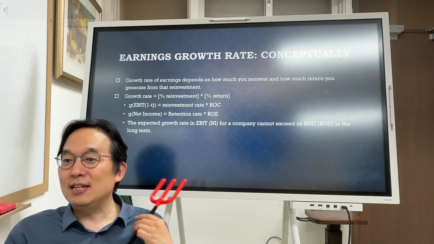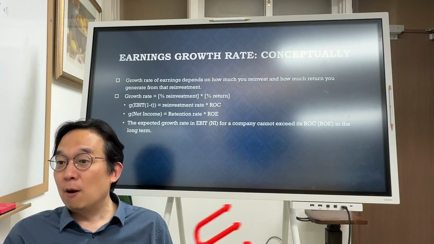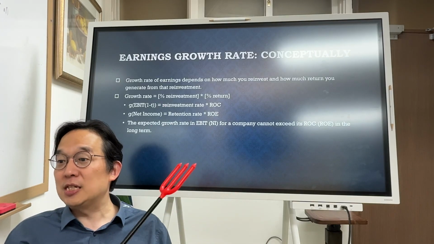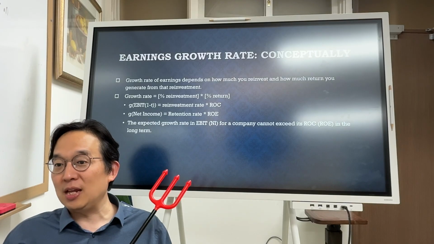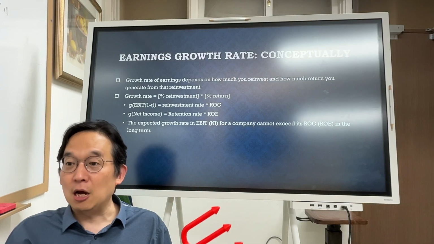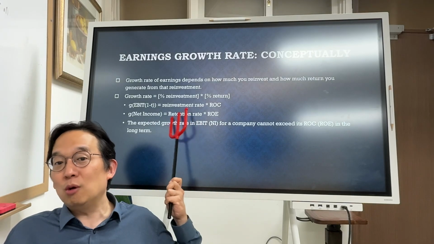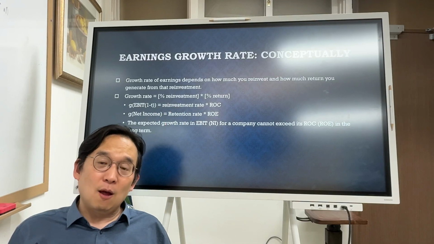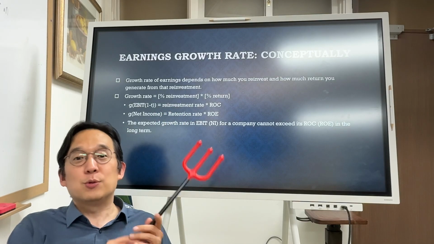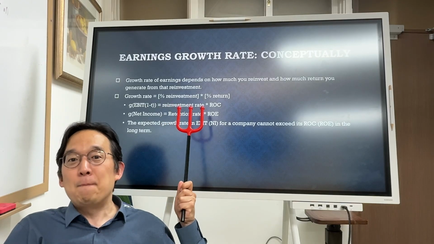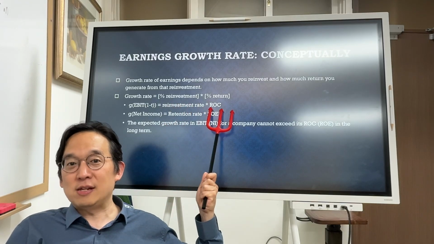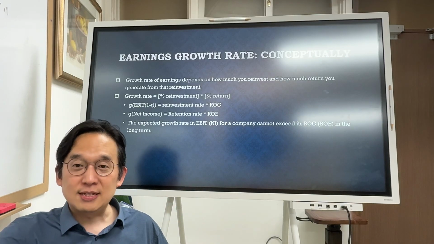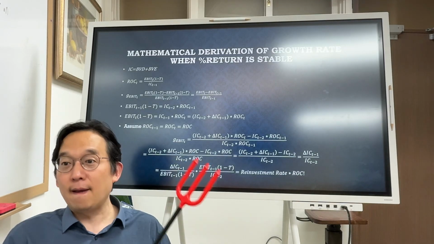Okay, and then the expected growth rate in EBIT or net income, depending on the context, for a company cannot exceed ROC or ROE in the long term. That's the idea. Why is that the case? Because your retention rate or reinvestment rate cannot exceed 1. So it has to be kept below this, and your growth rate cannot be bigger than the ROC and ROE. That's the idea in the long run, okay?